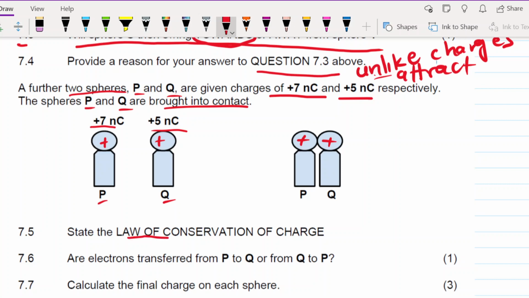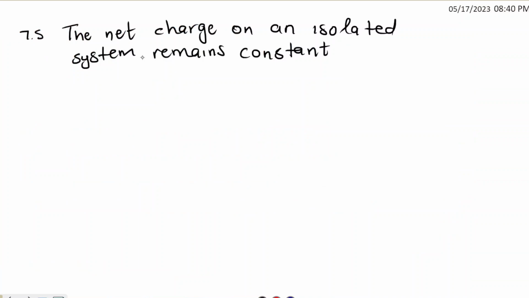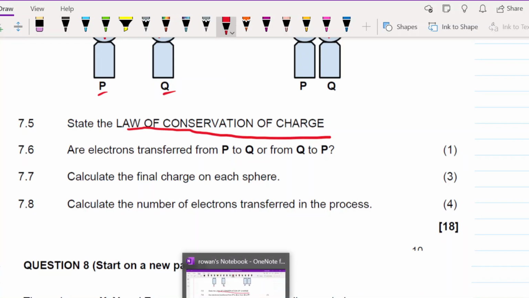State the law of conservation of charge for 7.5. Okay, so for 7.5, we say the net charge on an isolated system remains constant. So this is the law they want us to write. The net charge on an isolated system remains constant. So that was 7.5, the law of conservation of charge.